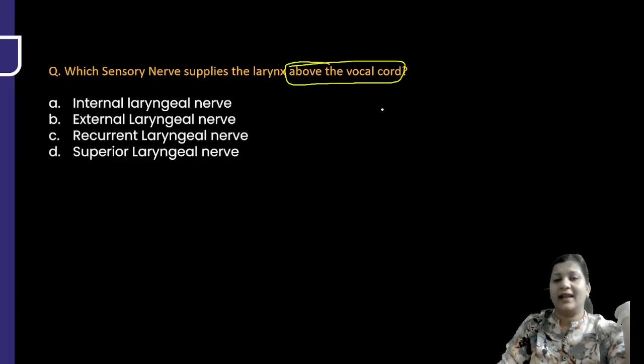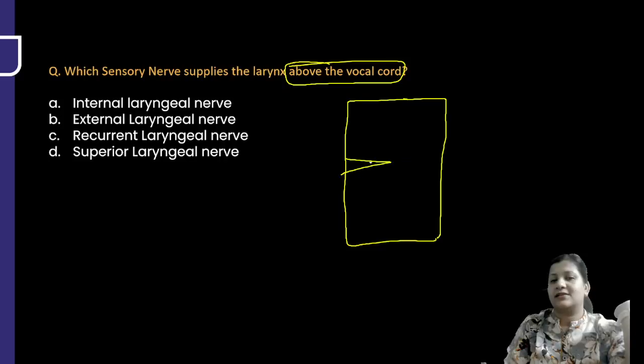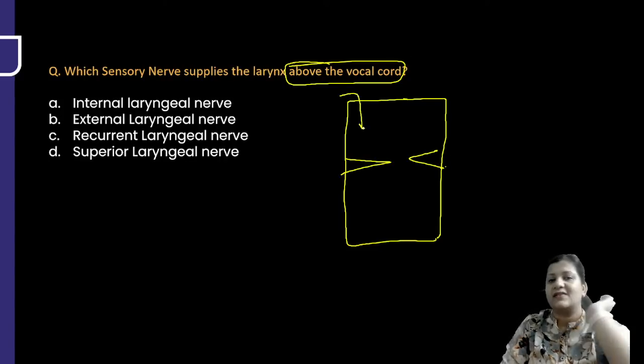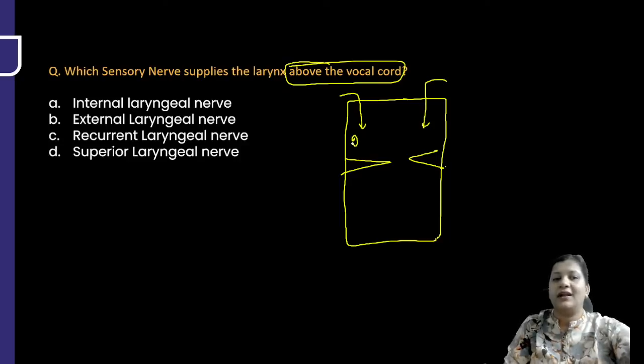So whenever we take the nerve supply of the larynx, I usually tell my students to take the larynx like a box and take this as the vocal cords. The upper half of the larynx receives its sensory supply from the internal laryngeal nerve, whereas the lower half receives its sensory supply from the recurrent laryngeal nerve.